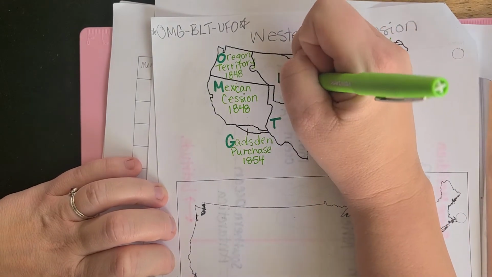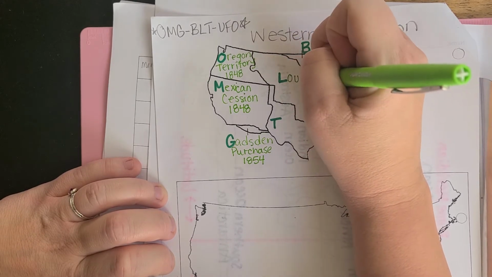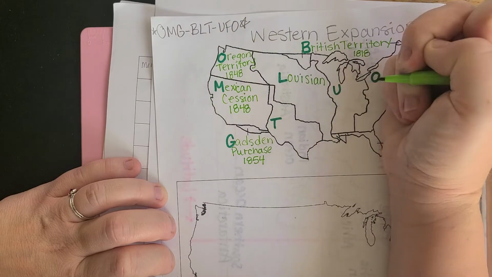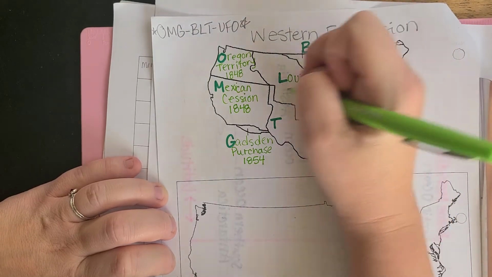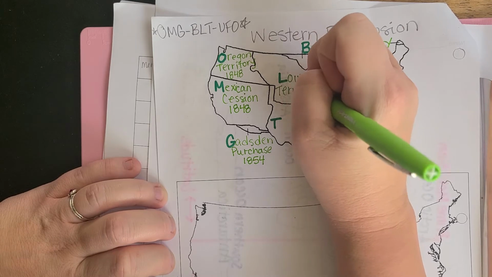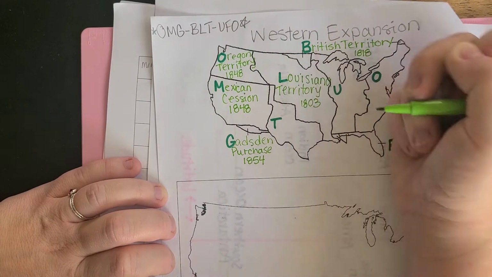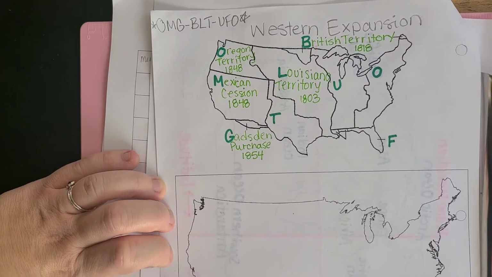Here's the Louisiana Purchase, which was made by Thomas Jefferson in 1803. Louisiana. It's purchase territory, whatever you want to call it. 1803, and that's when he sent Lewis and Clark to go check it out.